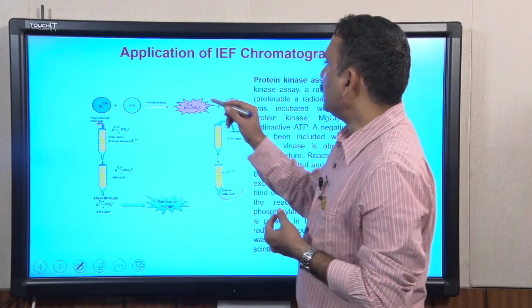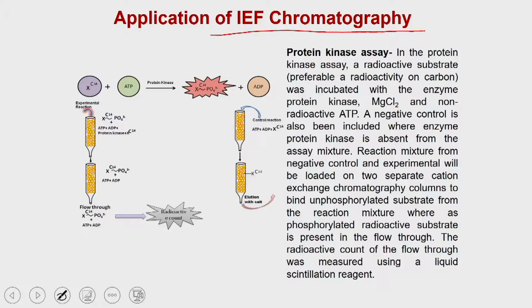Now, you can also use ion exchange chromatography to study the protein kinase assay. You know the protein kinase assay. If you use the protein X and add ATP, the protein kinase is going to take up the phosphate from the ATP, and that phosphate will be transferred onto the substrate, and you will get the X phosphate, and the ATP is converted into ADP.